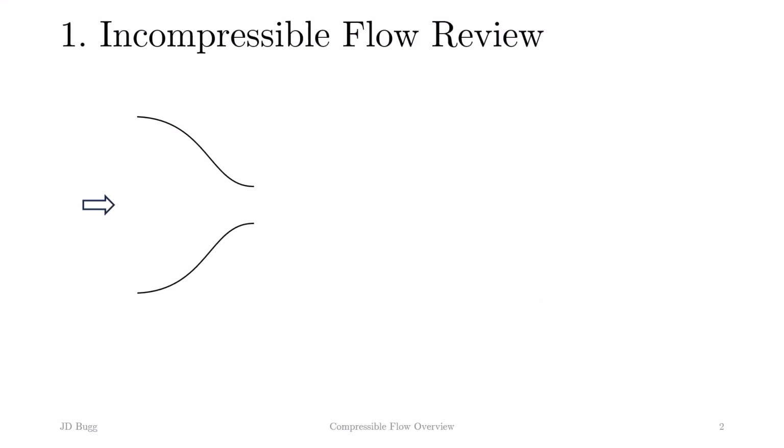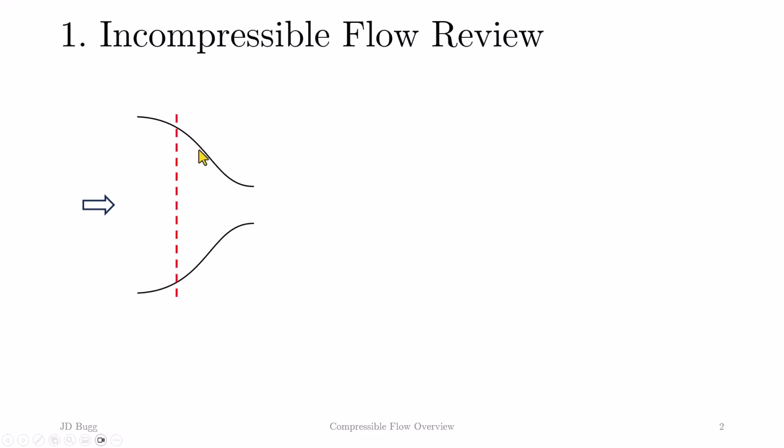This review is going to focus on compressible flow in ducts with an area change. Therefore, I want to start with a brief reminder of how an incompressible flow behaves in a variable area duct. Here we have an incompressible fluid traveling from left to right through a converging section. We want to look at any cross-section along the axis of this converging duct.